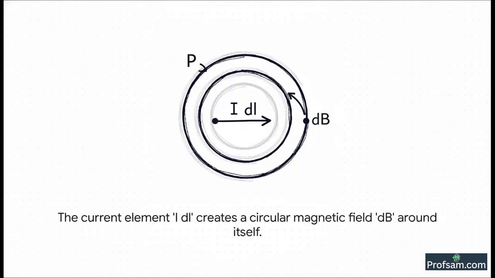And this picture here shows you exactly what I mean. See that small piece of the wire, the one we call IDL? That's our little sprinkler. And it's creating a tiny magnetic field, which we call dB, that goes in circles around it. Our entire job with the Biot-Savart Law is to figure out a way to calculate the strength of this dB at any random point in space, like, say, this point P.